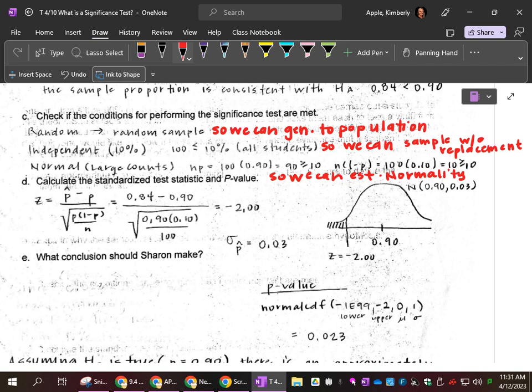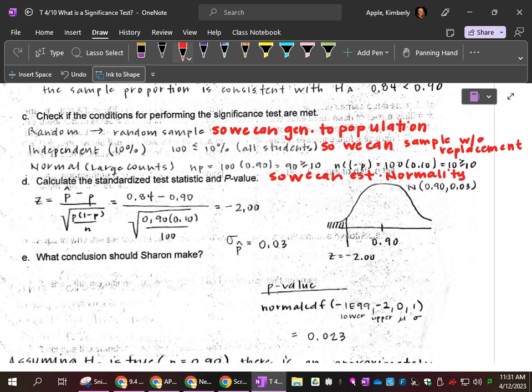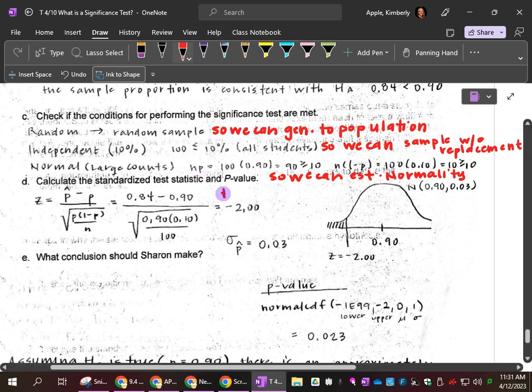Right? So in D, it asks you about that vocabulary word I said you needed to know. Calculate the standardized test statistic, which in this case is Z, and the p-value. So in this case, your specific formula is that. And then there's my work. And so the standardized test statistic is -2.